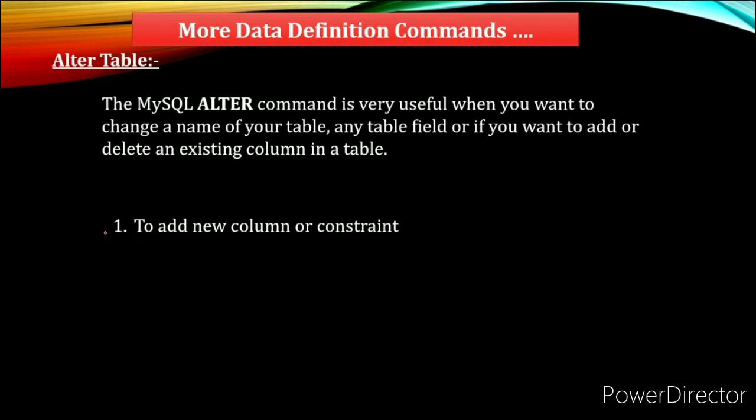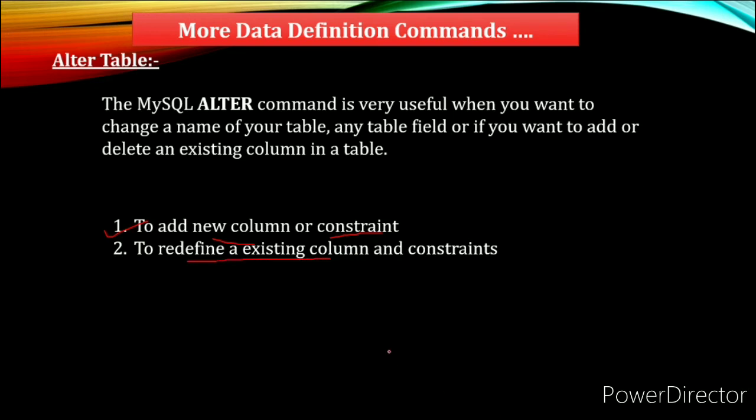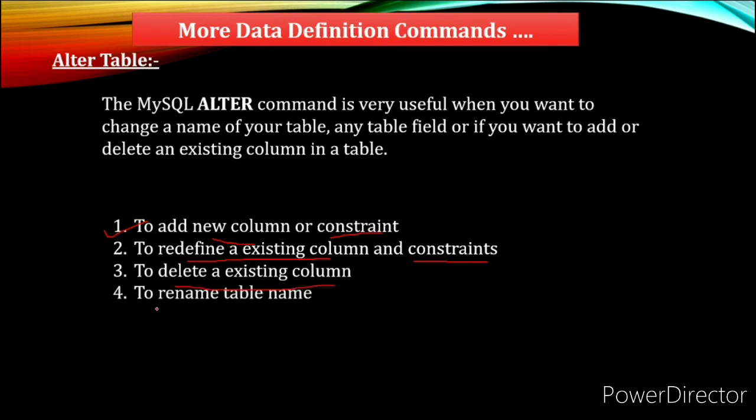We can add a new column or constraint. We can redefine existing columns and constraints. We can also delete an existing column from the table, and we can rename the existing table name. So these are the operations we can perform on the table with the help of the alter table command, to alter the structure of the table.